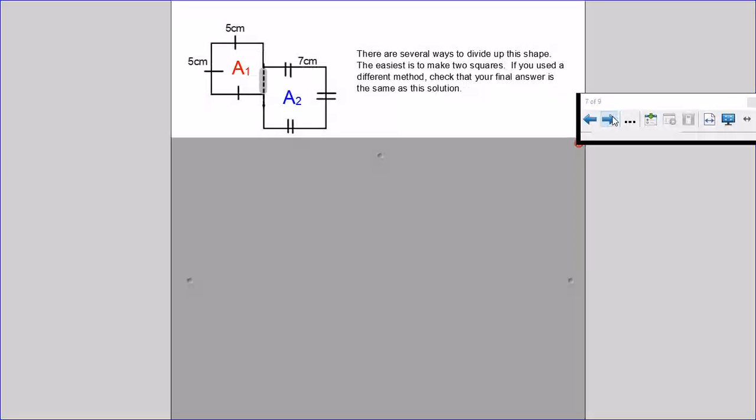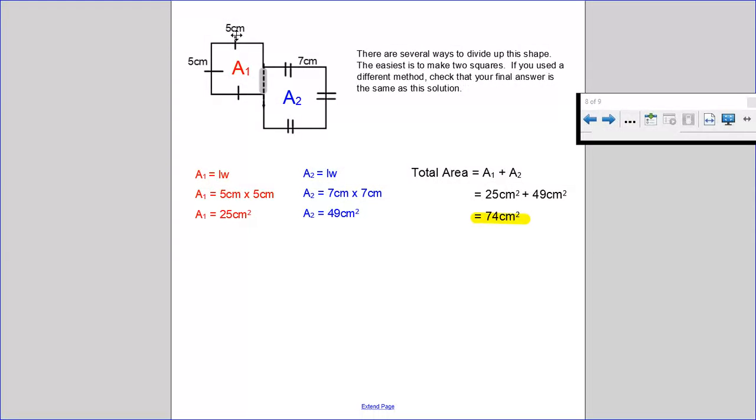All right, when I did this, there are several ways to divide up the shape. The easiest is going to be the 2 squares. So I could have had a long rectangle here, and a small one here, for 3 shapes, but I think the 2 squares is going to be easier. Because they're squares, I know that the sides are 5 and 5, 7 and 7, and they might be marked on with these hash marks.